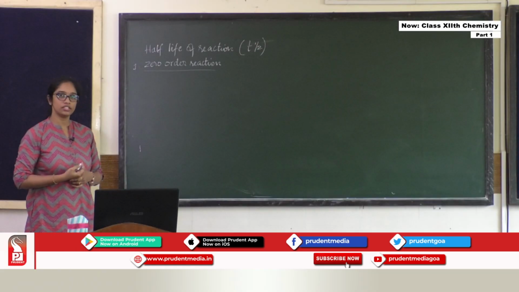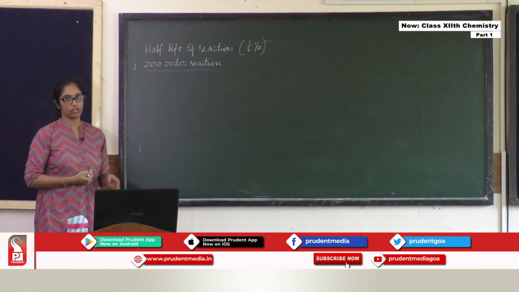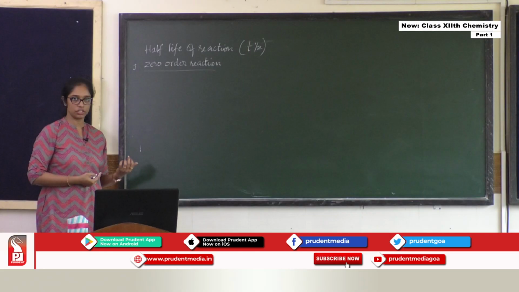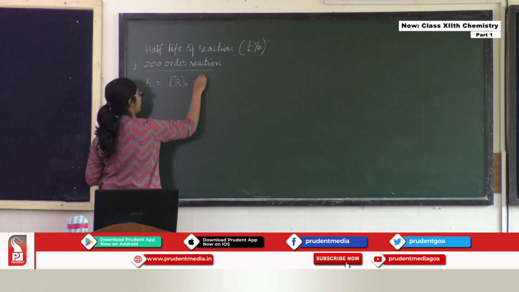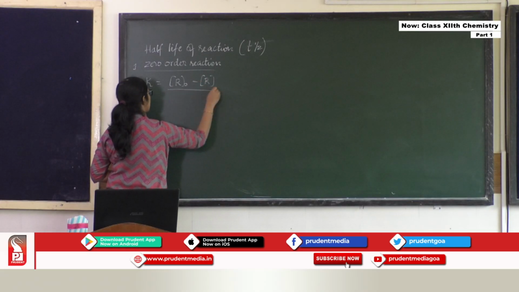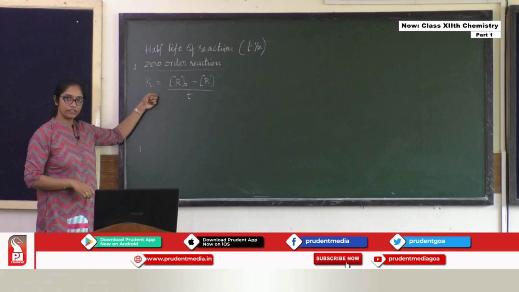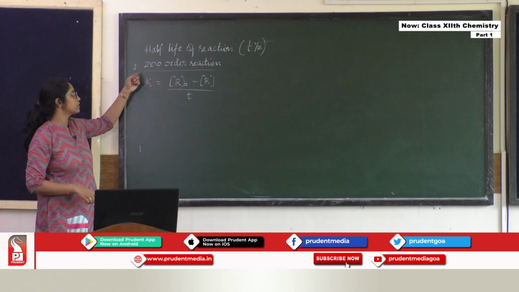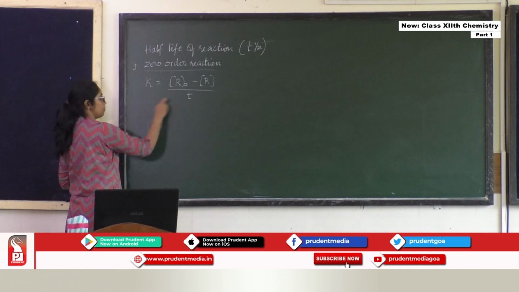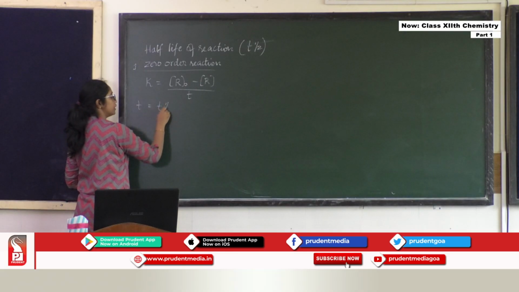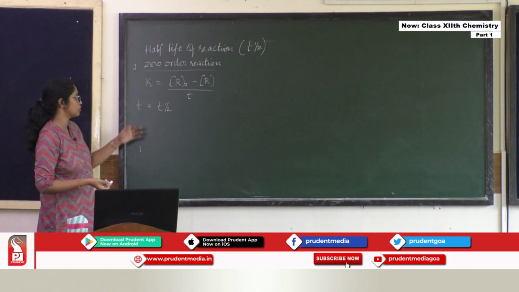Now how to derive what is the value of T half for a zero order reaction? We could directly take the rate constant expression that we have derived for zero order as K is equal to R naught minus R upon T. We have already derived this equation earlier. We are going to use this equation to find out what is the half-life. Now for half-life, we have to consider the time T equal to T half. That is the time taken for the reactant concentration to reach half the initial concentration.